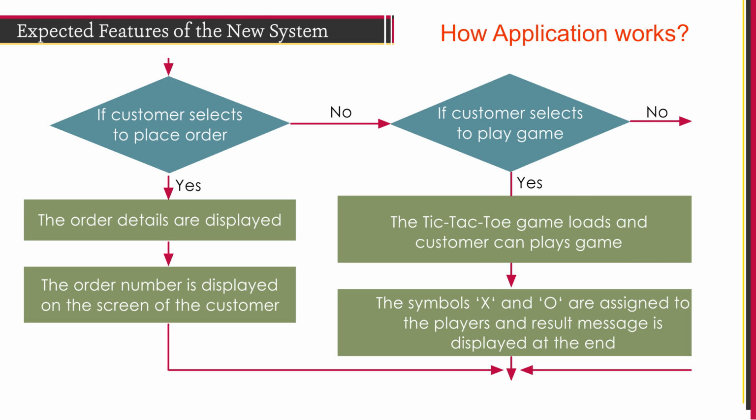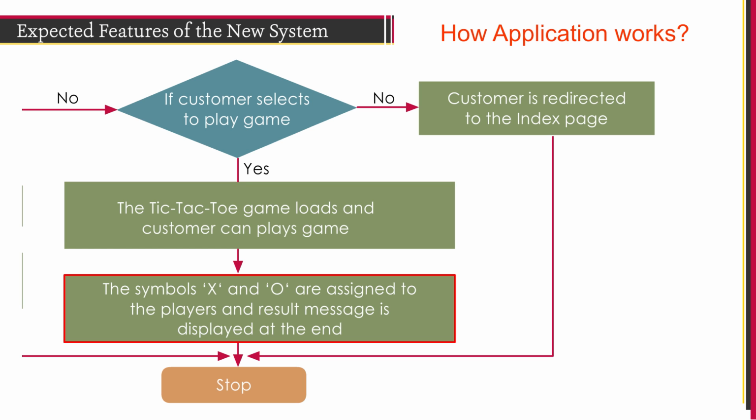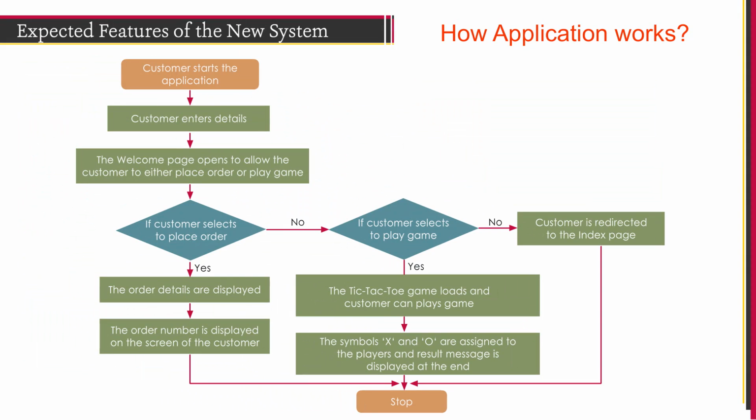If the customer selects to play a game, the tic-tac-toe game is loaded on the screen of the customer, and he or she can play with the friends or colleagues sitting next to them on the same device. The symbols X and O are assigned to the players, and accordingly the message for the winning draw is displayed. If the customer does not select to play a game, the customer is redirected to the index page. This is how the app works. To know the details of the codes used to create the screens in the application and the testing of the application using Android emulator, refer to the study material.